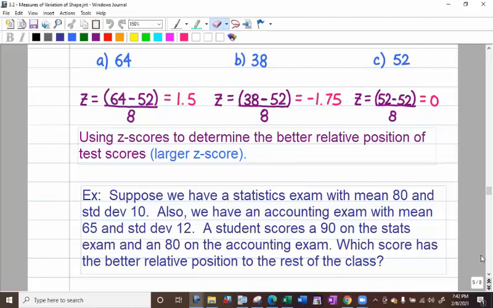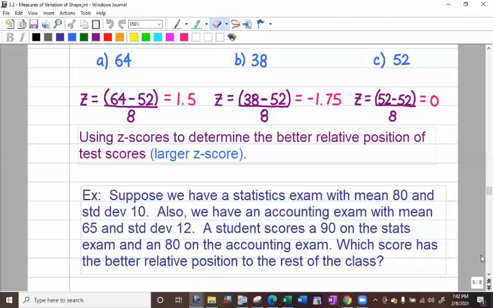So we're going to use z-scores to determine the better relative position of a couple of different test scores. A z-score is a position where that data value ranks. Say you take an exam, and regardless of the mean and standard deviation, if your z-score was 1.8 and somebody else's was 1.3, that means you had a higher score. If they were ranking them from top to bottom, the 1.8 would be higher than the 1.3.